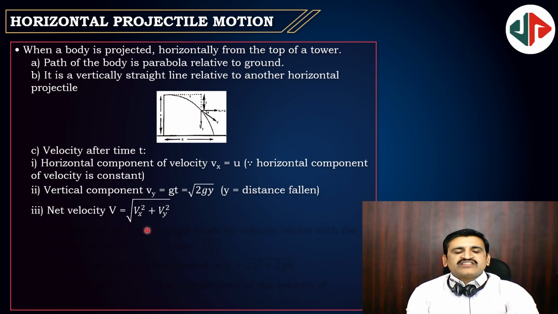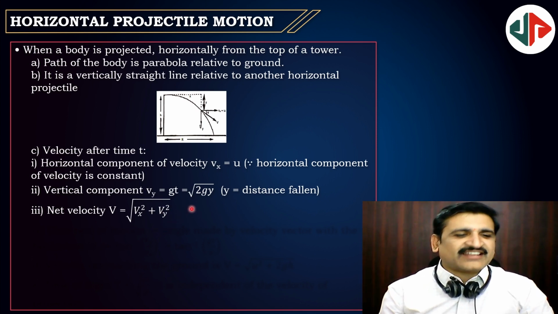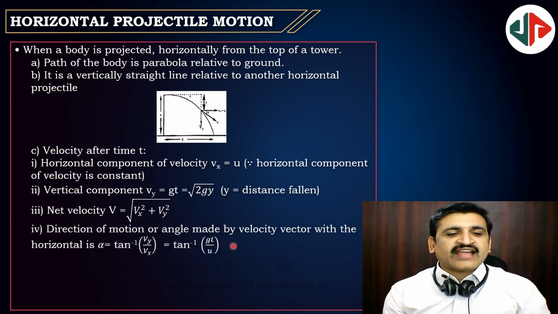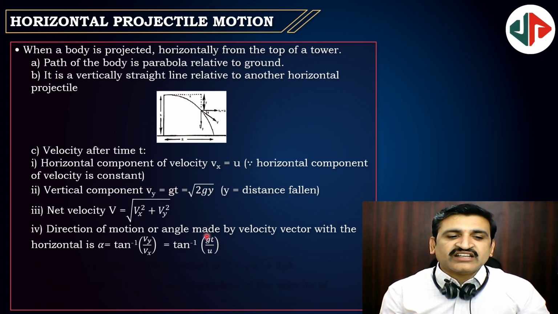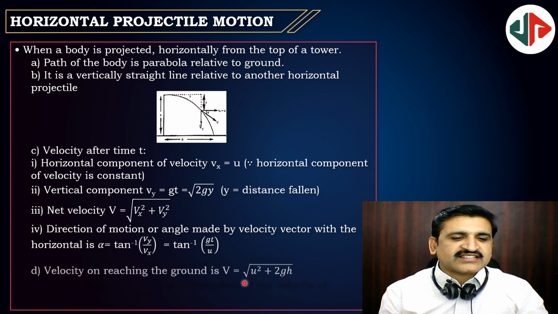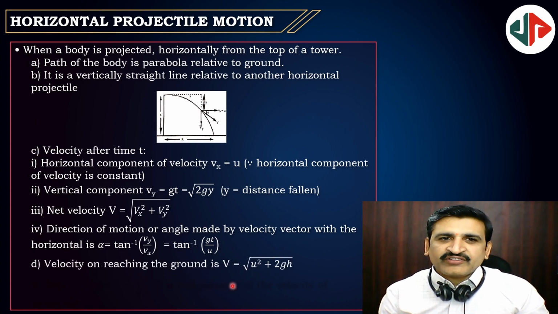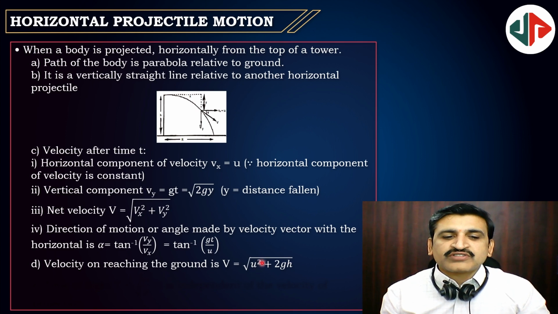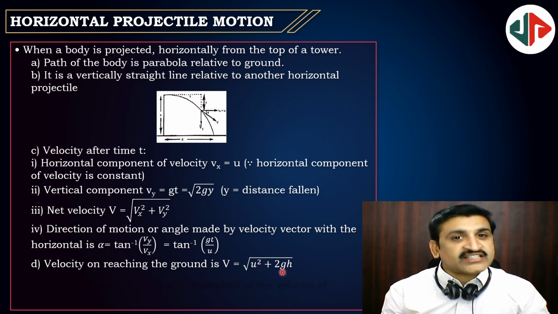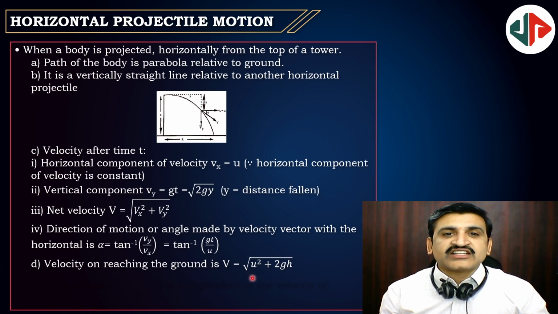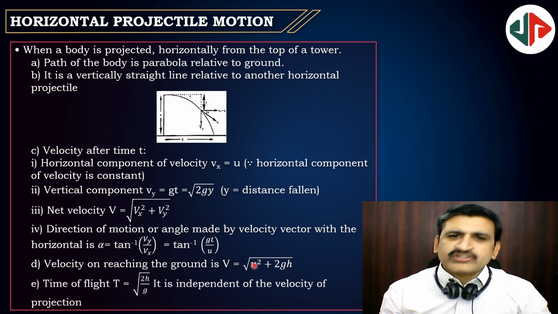Net velocity v is equal to square root of Vx square plus Vy square. Everywhere it is the same, because horizontal velocity and vertical velocity are perpendicular. So the resultant is equal to Vx square plus Vy square. Next, direction of motion or angle made by the velocity vector with the horizontal is alpha equal to tan inverse Vy by Vx. Vy can be gt. Here we wrote gt by u. Next, velocity on reaching the ground is square root of u square, horizontal velocity square, plus root 2gh square, that is 2gh. This is the magnitude only, not vector form.